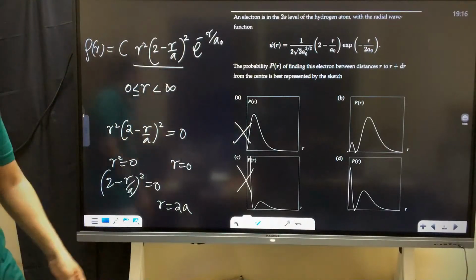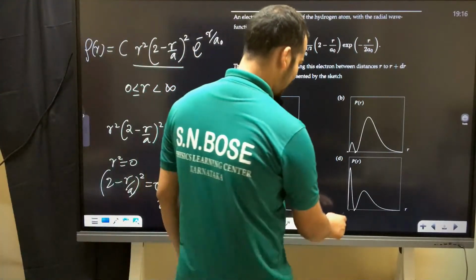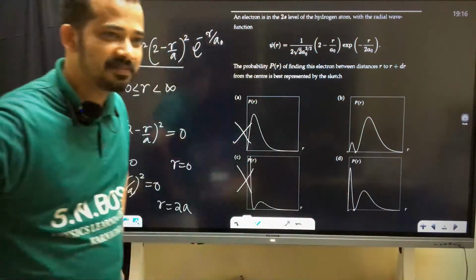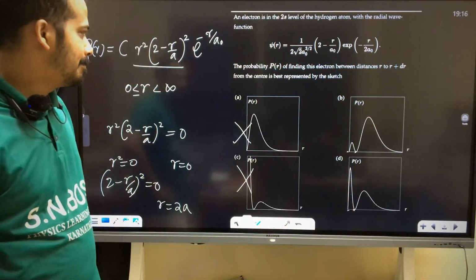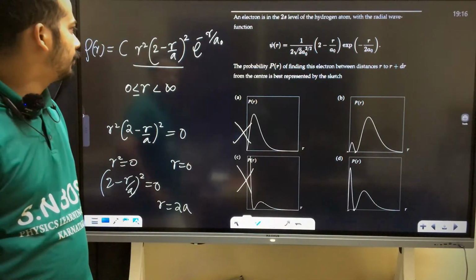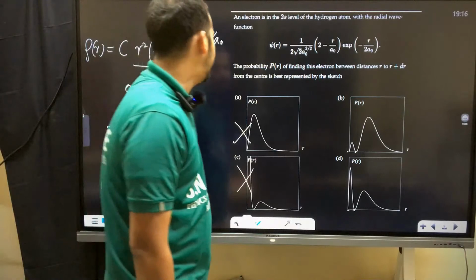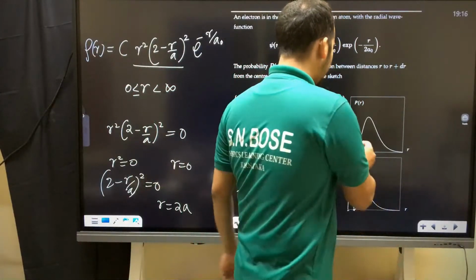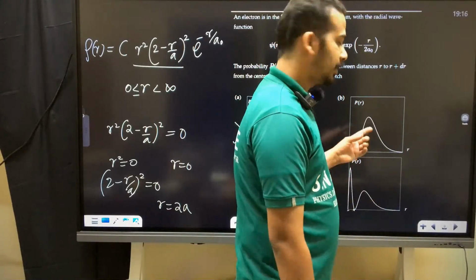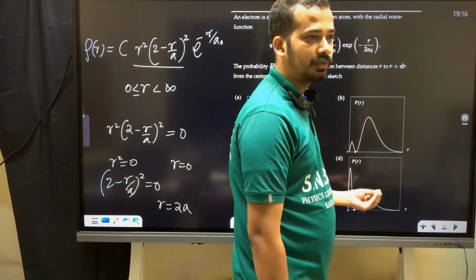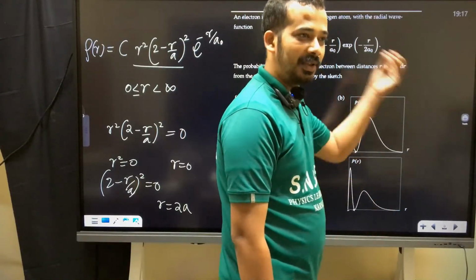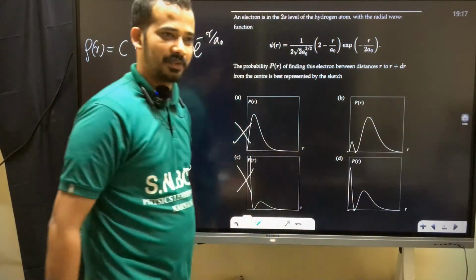Still not over. Now we need the derivative with respect to r, because we are comparing the maximum values. The first maximum is at zero, second, if you take the derivative and equate to 0, you will get 1, 2, 3, three extrema. Among them two are maxima. Which one is higher? You need to check. How long will it take? You have to think about time also. This is an exam question.